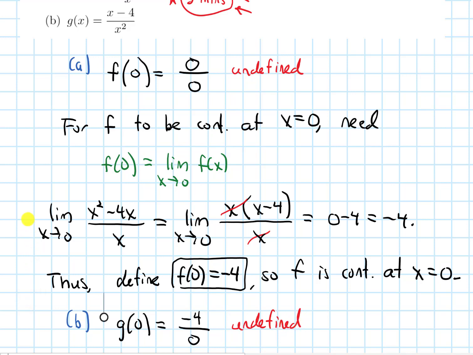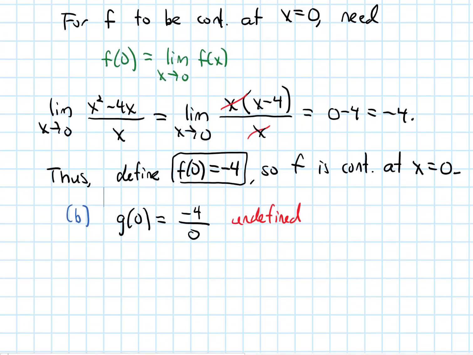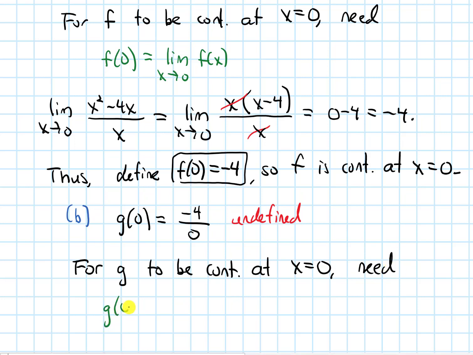Okay, so let's proceed in the same sort of way. For g to be continuous at x equals 0, we would need g of 0 to be equal to the limit as x approaches 0 of g of x. All right, so we're going to find this limit as x approaches 0 of our function.